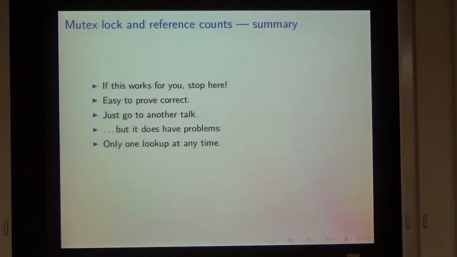There can be only one lookup at any given time. Now, if you have a single linked list for all your tens of thousands of network routes, obviously, first of all, you don't want to use a single linked list for that. But if for some reason your lookups took a long time, then there's no parallelism for lookups. So adding more CPUs doesn't help you to do lots of lookups in parallel.